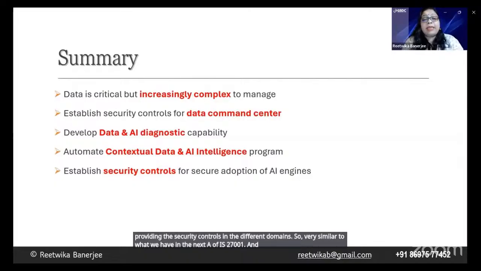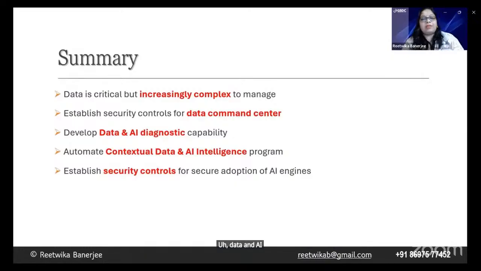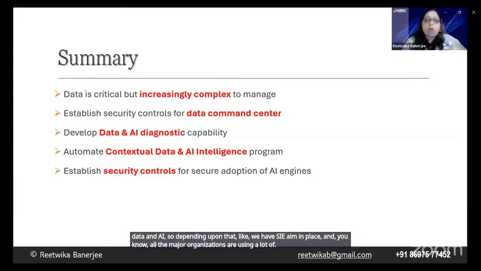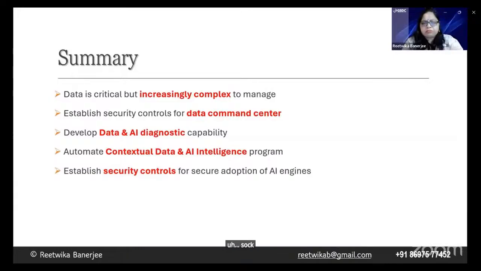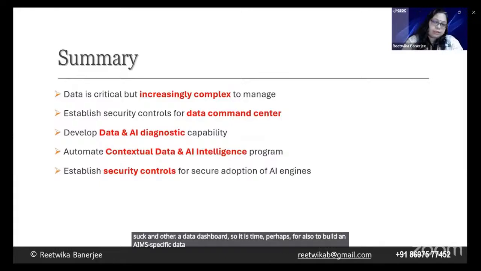And then development data and AI diagnostic capability. It all depends on the scale at which organizations are using data and AI. Like we have SIEM in place, and all the mature organizations are using SOC and other data dashboards, it is perhaps time to build an AI-specific data and AI diagnostic capability around it, and automate the CDI program. These two go hand in hand.